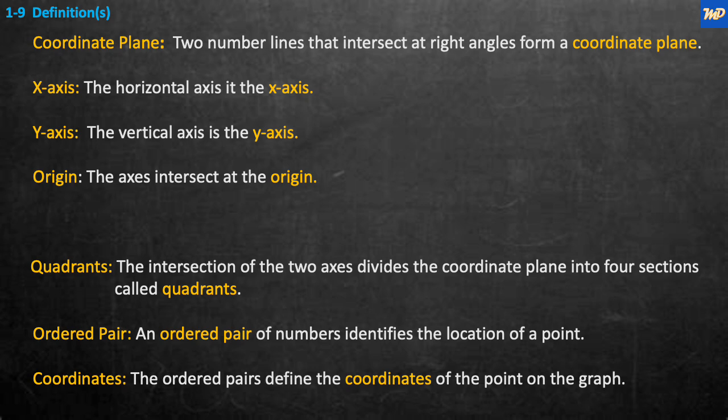So before we get started into this review, I'd like to go over some definitions. So a coordinate plane. Two number lines that intersect at right angles form a coordinate plane. So let me see, maybe I can draw one here. Let's see. A coordinate plane.